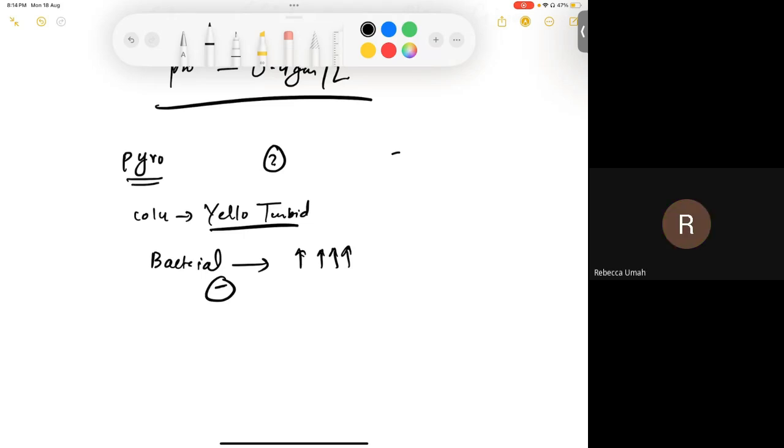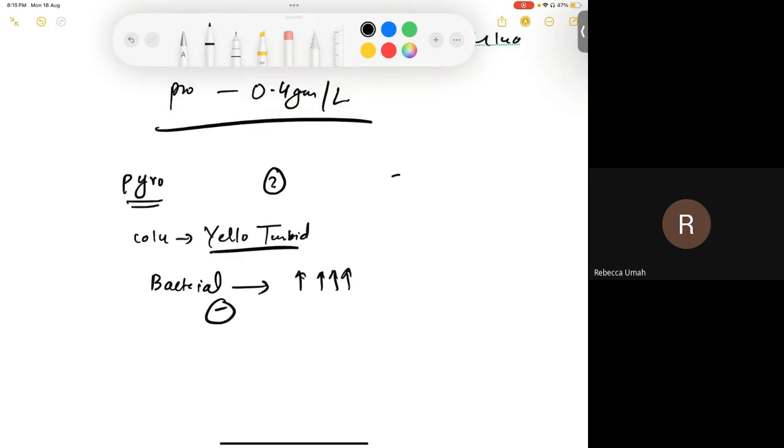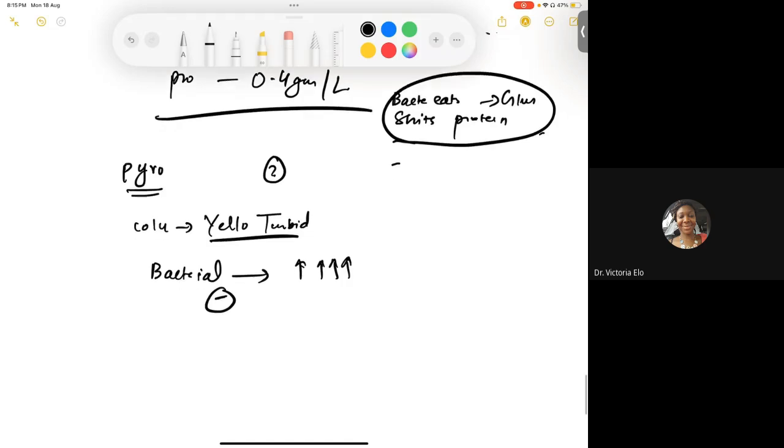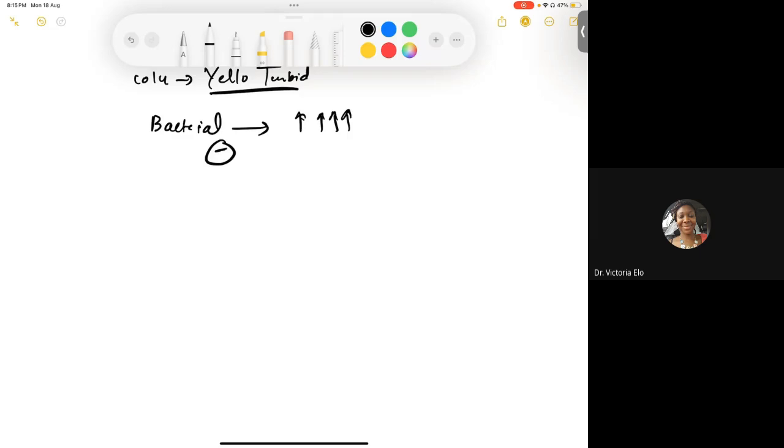Remember one thing, there is a mnemonic: bacteria eat glucose and they produce protein. It's a little bit funny, but you should just remember it, right? What will happen to the glucose concentration in the CSF once we have bacterial infection? It will decrease, to less than 50% of your plasma. If you compare it with the plasma, it would be less than 50%.